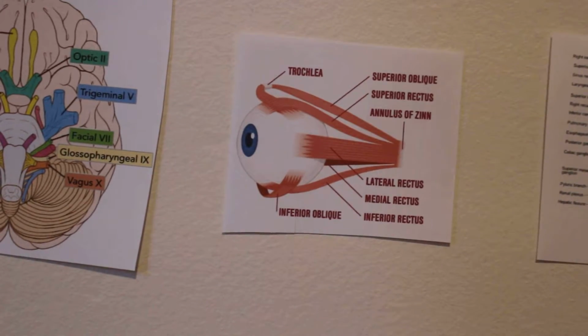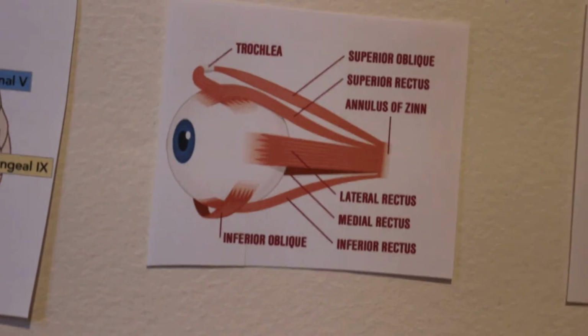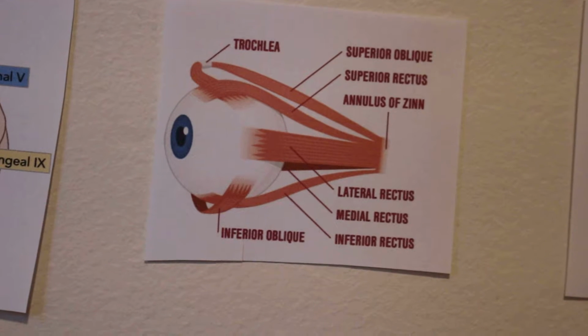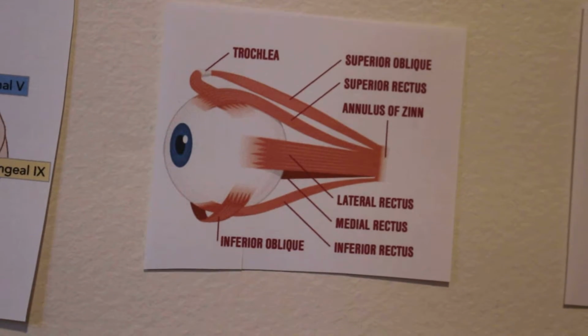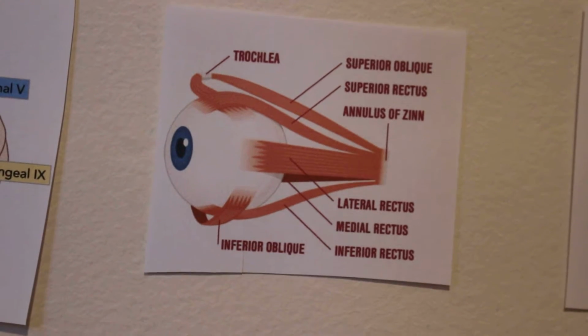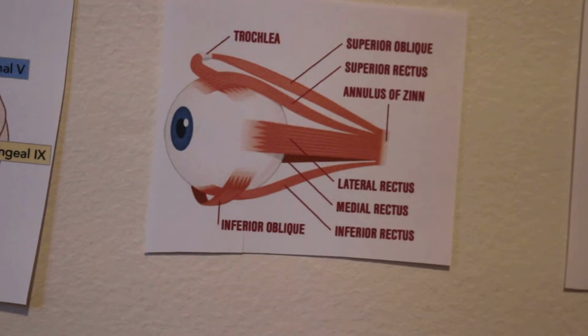So on to the extraocular muscles. The axis is tilted, and the obliques aid in the action of the inferior rectus and superior rectus. They're paired, so the inferior rectus would be paired with the superior oblique, and the superior rectus would be paired with the inferior oblique.